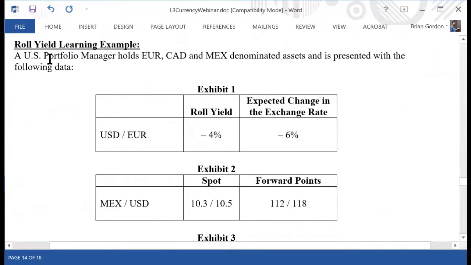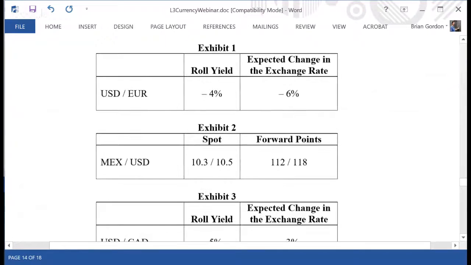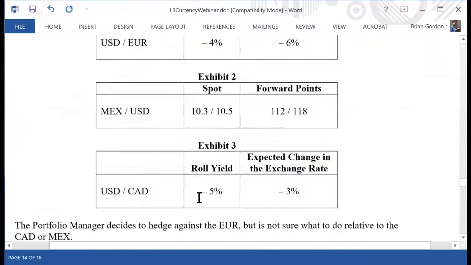That's our home currency. We're holding investments in euros, Canadian dollars, Mexican peso. That's where our exposure is, okay? We're presented with the following data, Exhibit 1, 2, and 3. I made these up for tutorial purposes. And now our question asks us here, let's just scroll down.